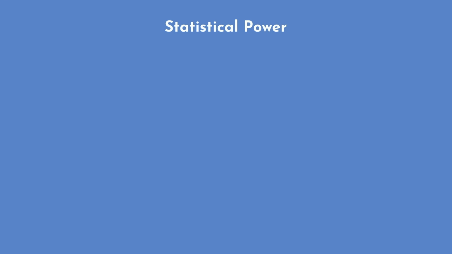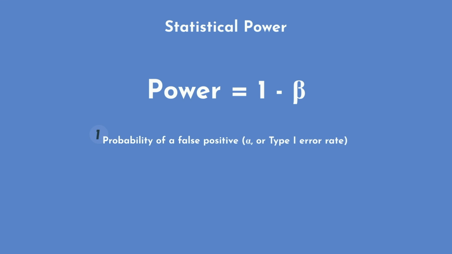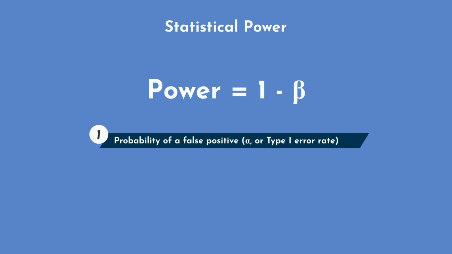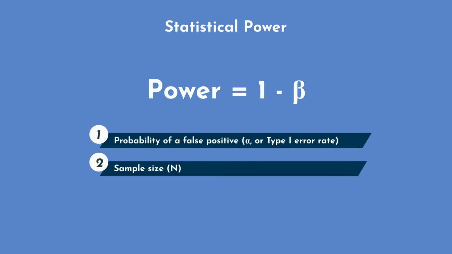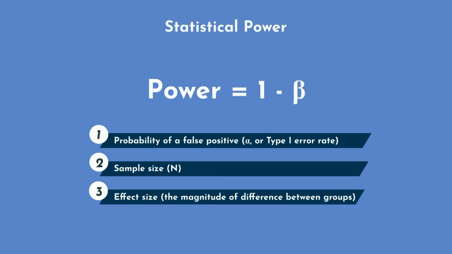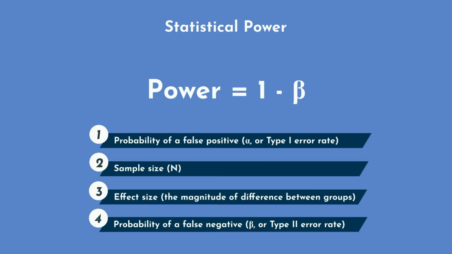Statistical power is the probability that a study will correctly find a real effect, meaning a true positive. This translates to power equals 1 minus beta. Power is influenced by 4 factors: the probability of a false positive, which is alpha, or the type 1 error rate, the sample size, the effect size, meaning the magnitude of difference between the two groups, and the probability of a false negative, also called beta, or the type 2 error rate. Keep this in mind as we'll be coming back to it.